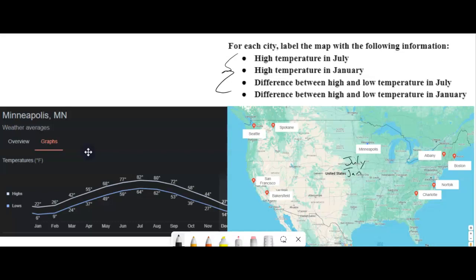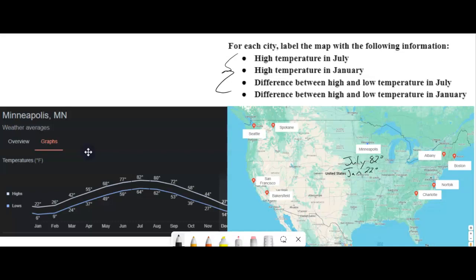July and January. Okay, and I honestly write big because I'm writing on a screen. Like you can write smaller on your paper. I know you can. Okay, high temperature in July is going to be 82 degrees. Okay, high temperature in January is going to be over here, and that's going to be 22 degrees. And now we have the difference.